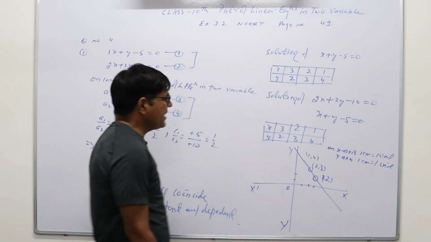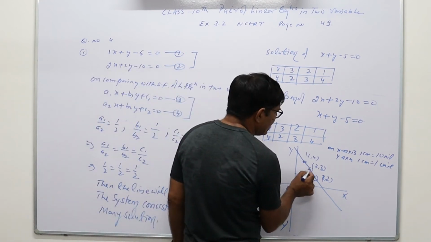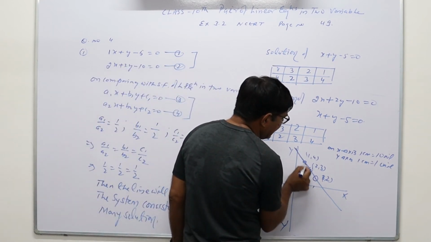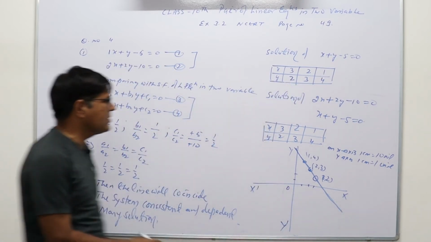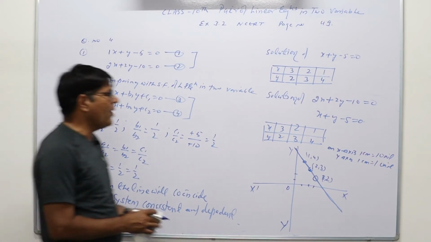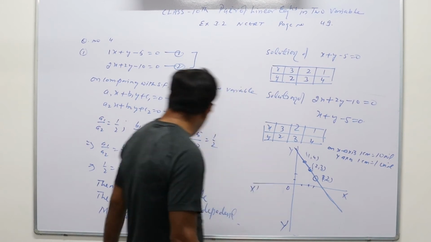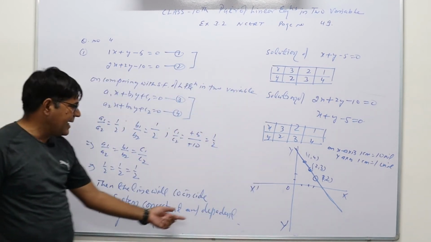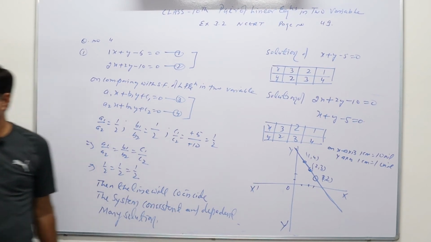The graph of the first equation. Similarly, the second is also the same point. So the second line will coincide in this way. So this is the graphical solution, because the lines are coinciding with each other. So every set of points will be a solution of the first as well as the second equation. Therefore, the system is consistent and dependent, and it has many solutions.